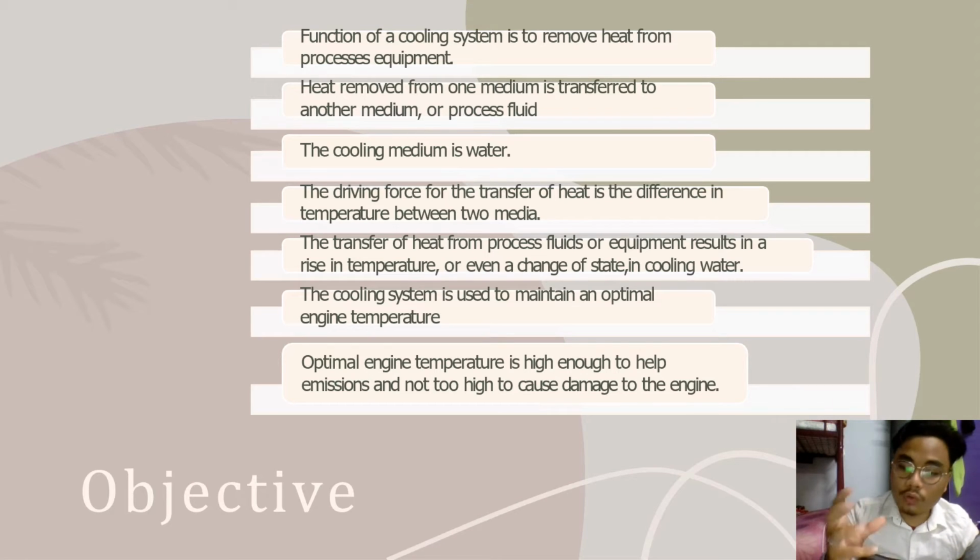Next, the cooling water will change to hot because of the transfer of heat from process fluid or equipment, which will increase the temperature in the cooling section. The cooling system is used to maintain an optimal engine temperature. If you don't control the temperature, the engine will quickly break down or damage.